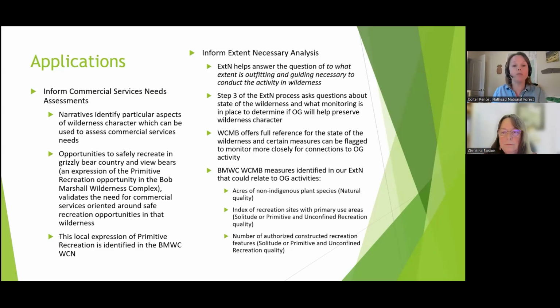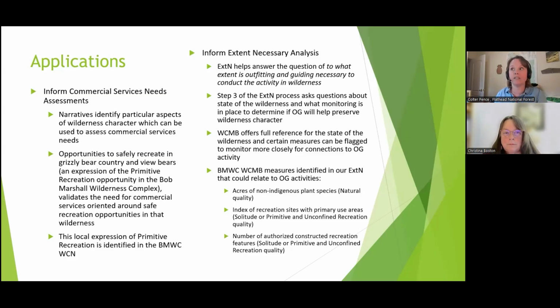How well preserved are those qualities, wilderness character? And what monitoring is in place to ensure the outfitting and guiding doesn't harm those qualities, or maybe they could enhance those qualities. Well, we've used our wilderness character baseline to respond to that question of what is the state of wilderness and what monitoring is in place. The wilderness character baseline establishes the state and gives us some specific measures even to monitor for the future.